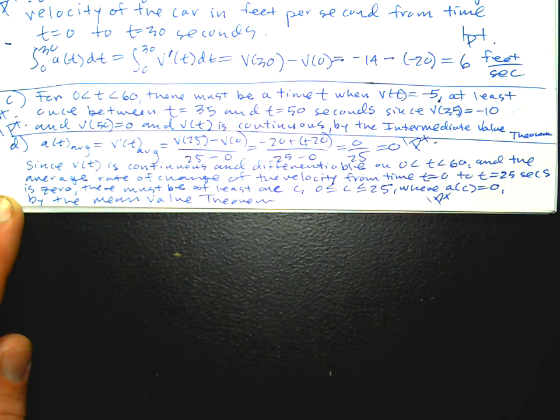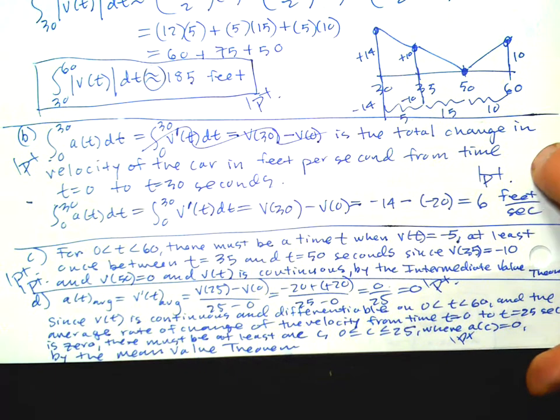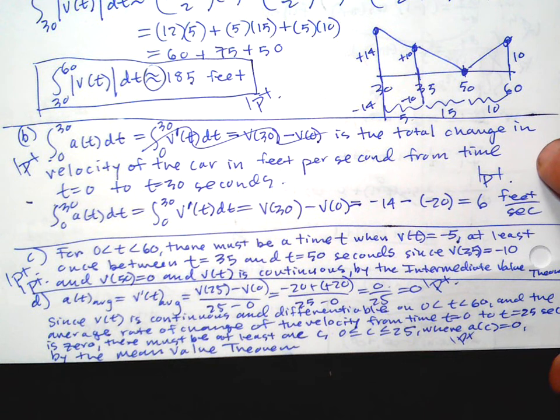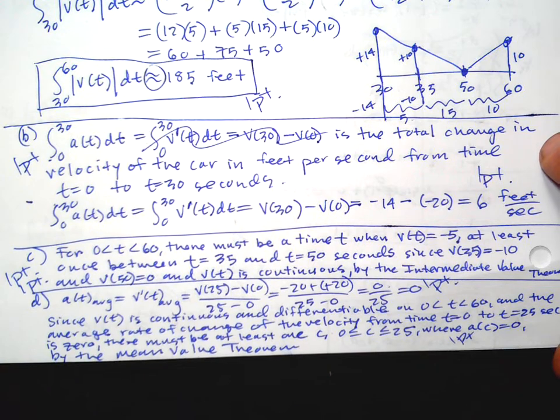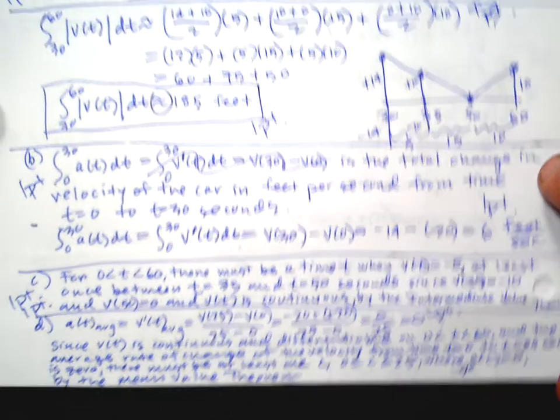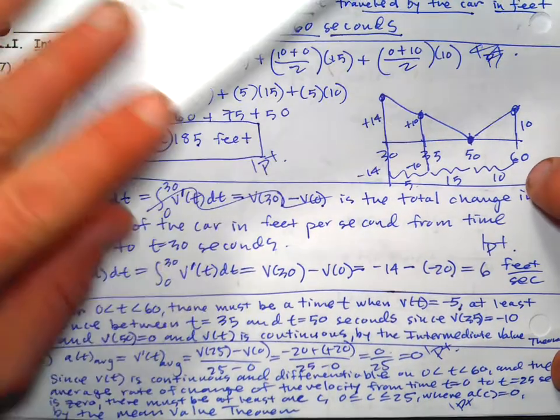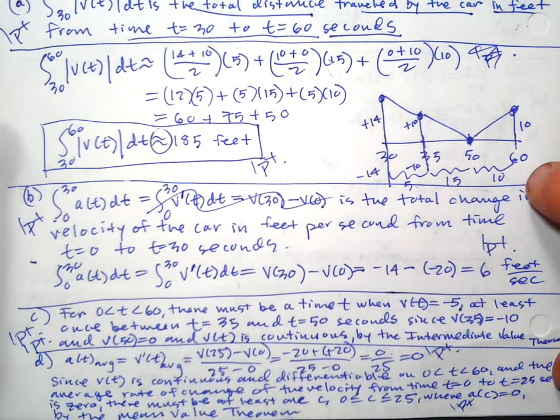So there you go. So some good review of mean value theorem, intermediate value theorem, integral of absolute value velocities, distance, trapezoids, and some good stuff, table problems. And on the front, we had a differential equation. So there you go.